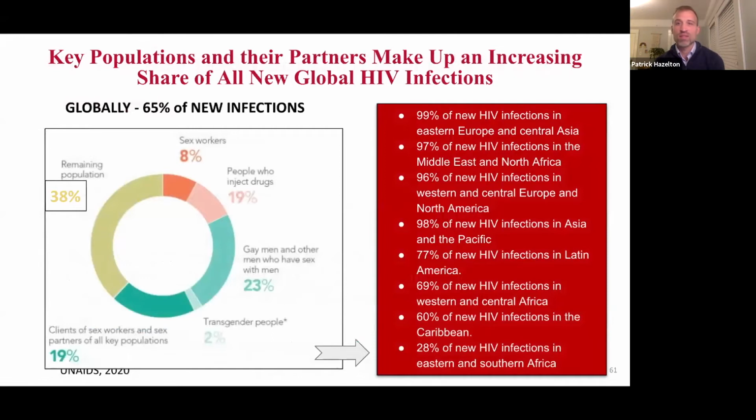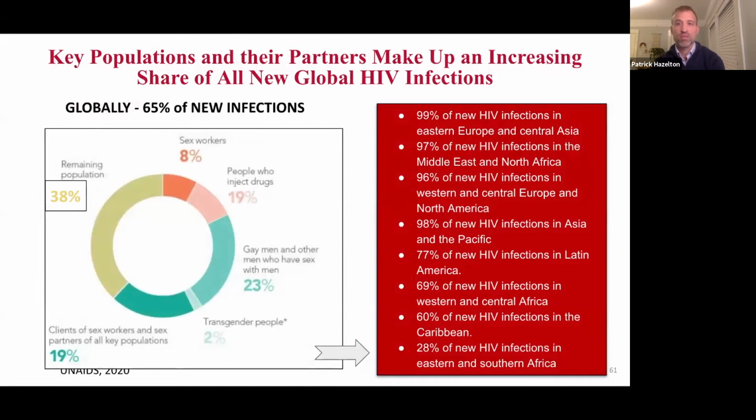These are updated for 2021, but the trend lines are still the same. This is 2020 data here for all regions of the world, with KP and their sexual partners making up a majority of infections. Even within Eastern and Southern Africa, where we have the largest volume of HIV infections, we still see 28% of new HIV infections are among KP and their sexual partners, and MSM making up a particularly important group in a number of regions, including the Caribbean, Latin America, and Asia.